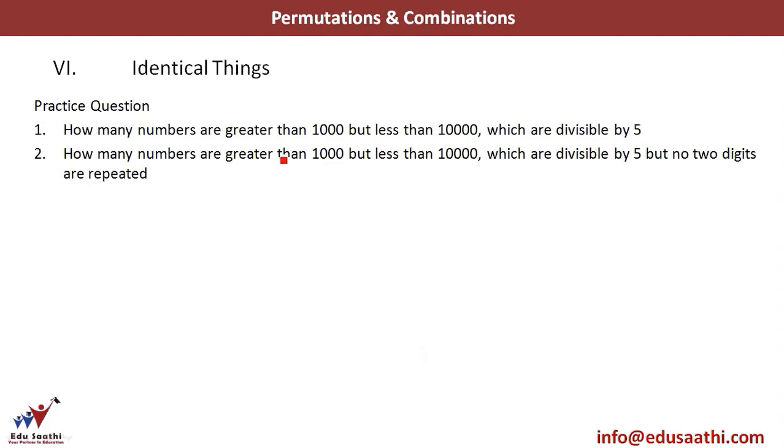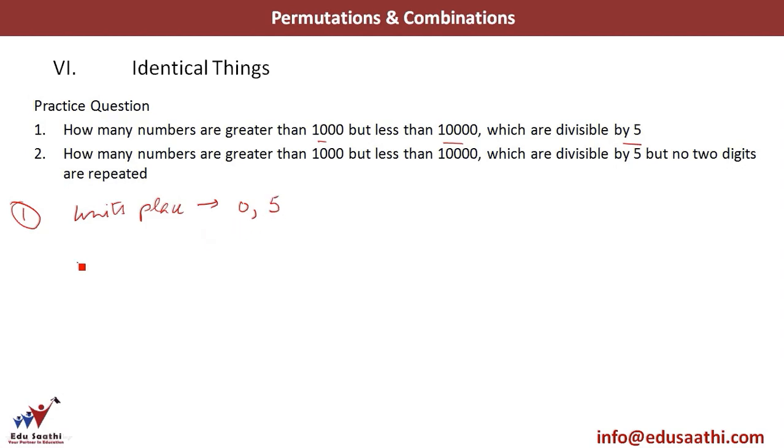How many numbers are greater than 1000 but less than 10,000 which are divisible by 5? So I'll write 1 here for the first question. Now I need numbers divisible by 5. What is the divisibility rule by 5? That the units place should either be 0 or should be 5. Only these 2 possibilities are there.